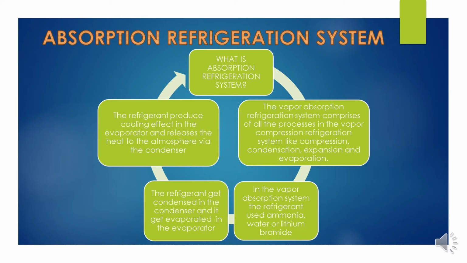In the vapor absorption system, the refrigerant uses ammonia, water, or lithium bromide. These are the substances that can be used. The refrigerant gets condensed in the condenser and evaporated in the evaporator. The refrigerant produces a cooling effect in the evaporator and releases heat to the atmosphere via the condenser.